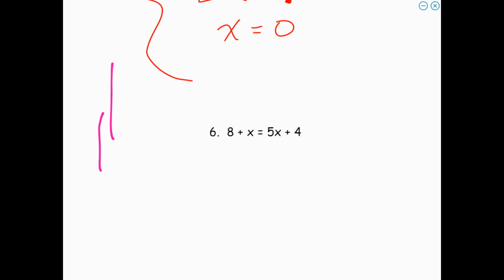Not yet. Do your zero pairs. Okay, then draw your boxes.